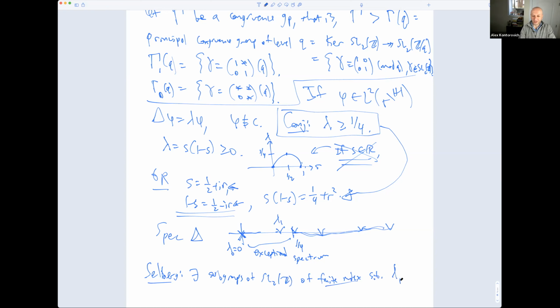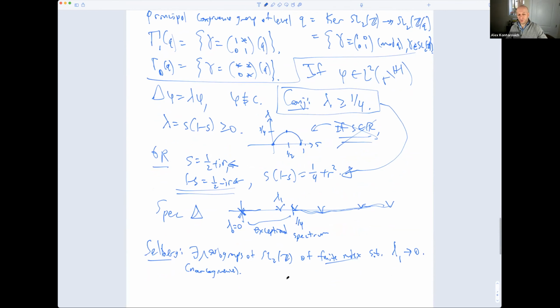Such that lambda 1 goes to 0. So I guess that means containing a congruence subgroup is special. Yes. And this is just a rank 1 phenomenon.